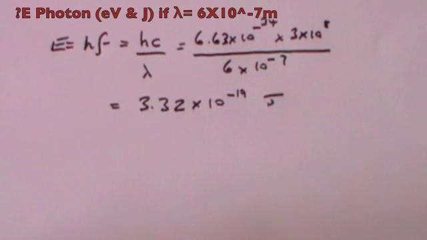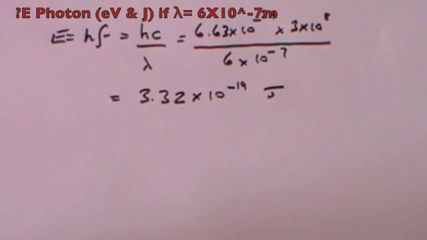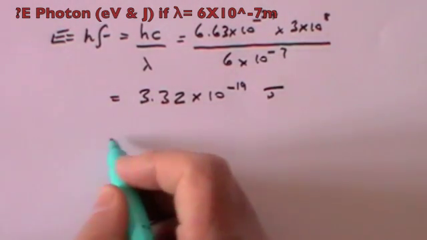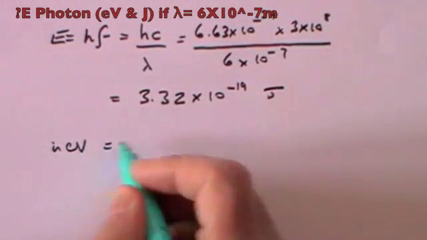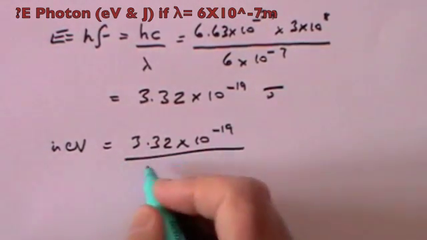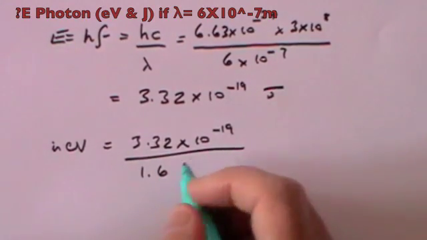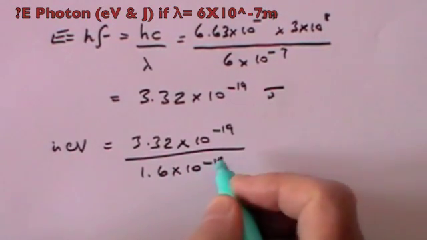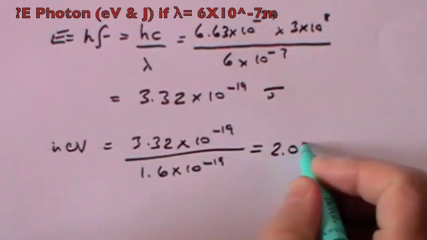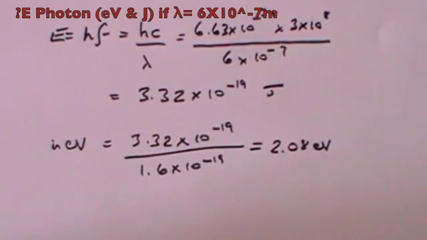To convert that to electron volts, if you convert from joules to electron volts, you divide by 1.6 times 10 to the minus 19, which is the charge on the electron. And so in electron volts, it will be 3.32 times 10 to the minus 19 divided by 1.6 times 10 to the minus 19, and that is going to come out at 2.08 electron volts.